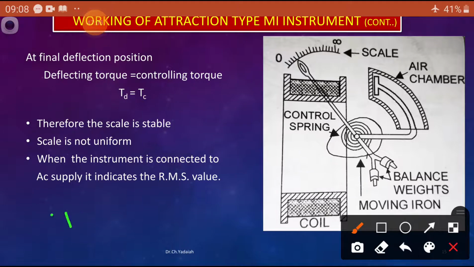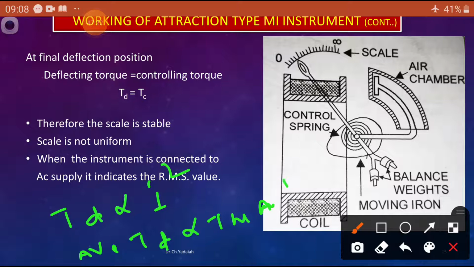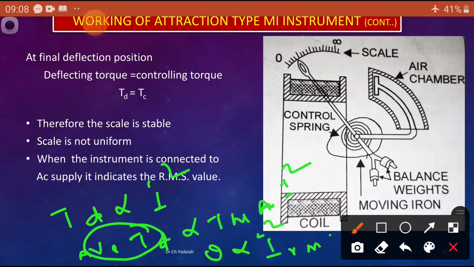We know that TD is directly proportional to I square, but here the average torque developed, the average deflection torque, is directly proportional to the time average of I square. So we can write that theta is directly proportional to I square RMS. That means the angle is directly proportional to the RMS value, so whatever reading is shown by the MI instrument is the root mean square value.